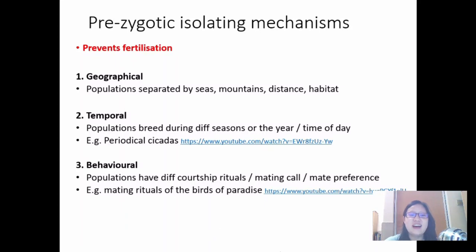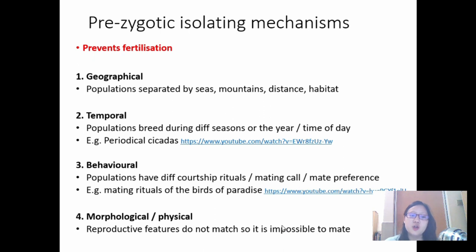So, I know it's colorful, it's crazy, it's so cute. I just want to say that birds of paradise, it's not one type of bird in one species. There are many species of bird inside the birds of paradise. And of course, I don't require you to memorize all their names. This is just an example. So that is the behavioral isolating mechanism. Different species respond differently to different calls or rituals, and that would isolate species.